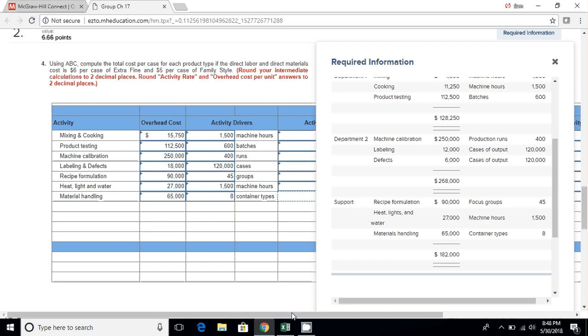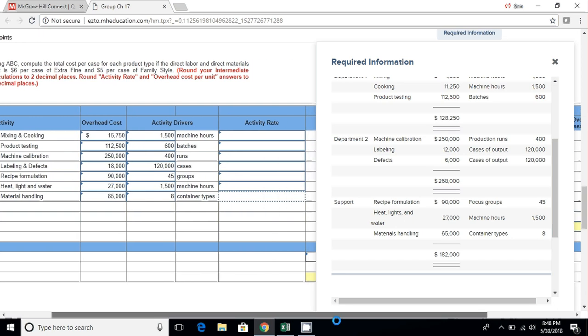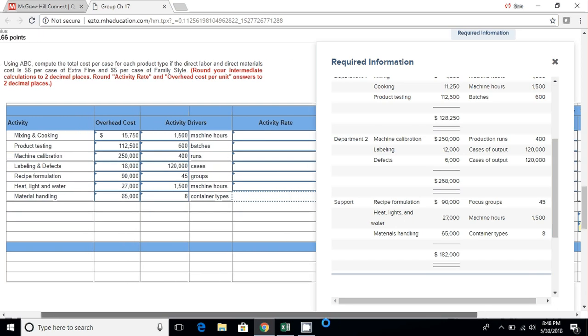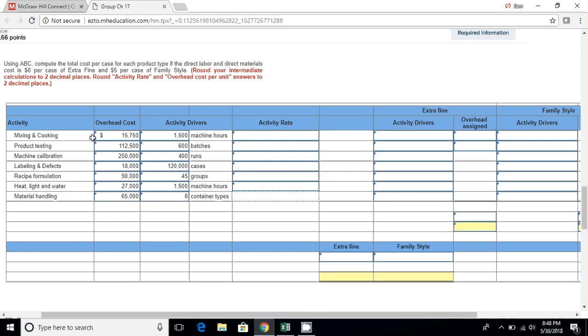The next step, if you recall, was to figure out what the activity rate for each was going to be. I'm going to go ahead and move this out of the way for just a second. We'll actually just take it away. So it's the activity rate. Well, how do we figure out the activity rate? If I recall, we take the total cost divided by the activity driver. Well, there's the cost, and there's the activity driver.